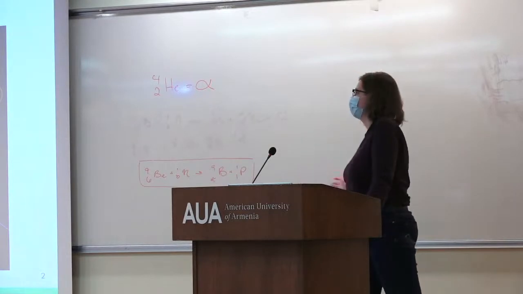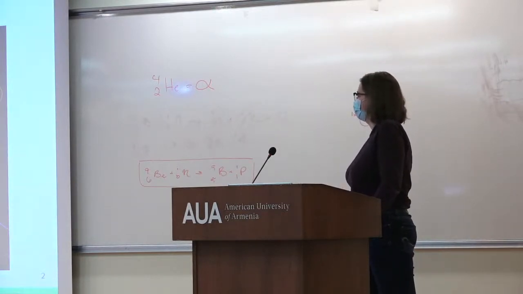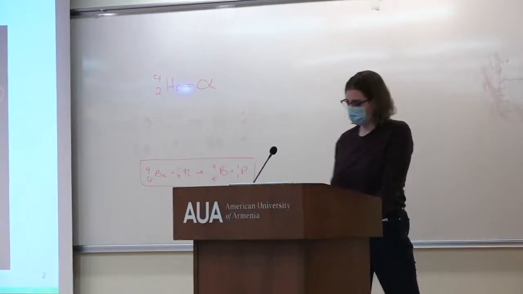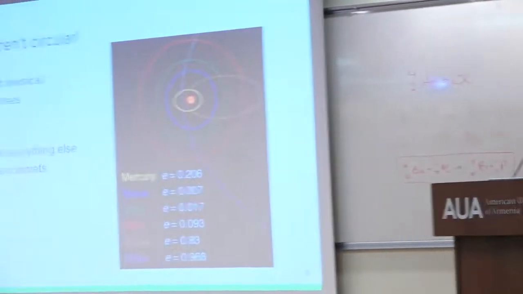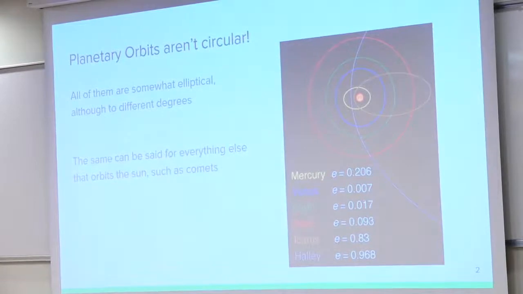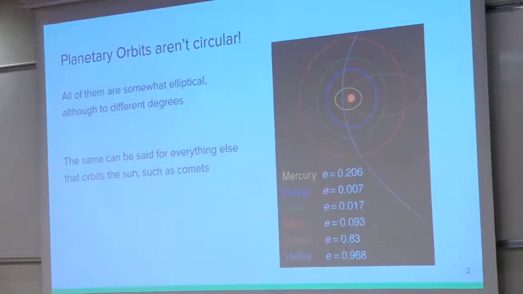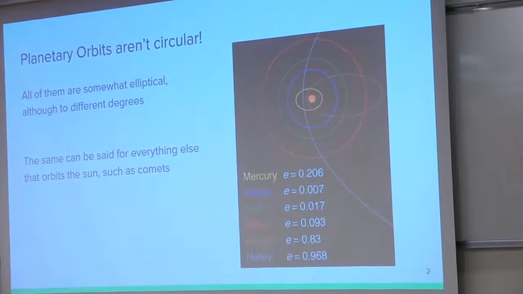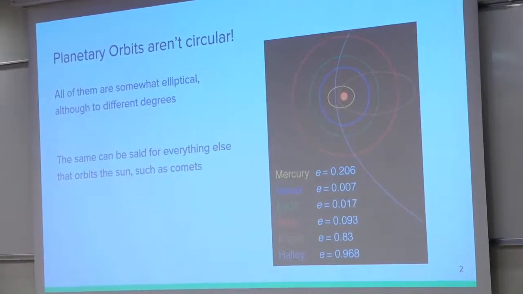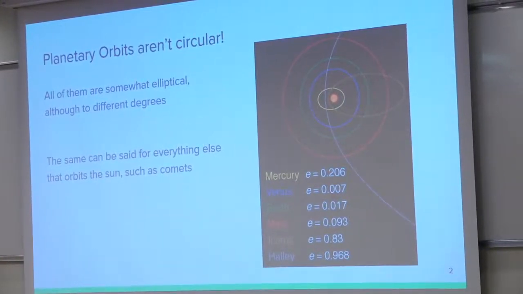Yeah, so planetary orbits are not circular, they're ellipses, and so is the orbit of basically everything that orbits the sun. Venus is the closest to being a circle, and Mercury is the farthest from being a circle of the 8 planets. There are also things like comets that orbit the sun that are very much not circular.